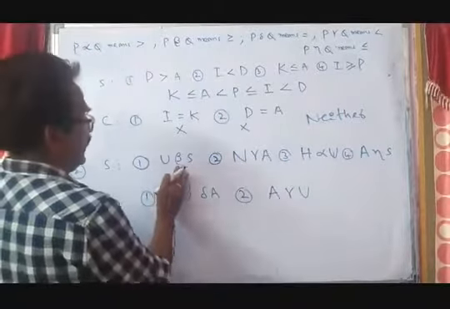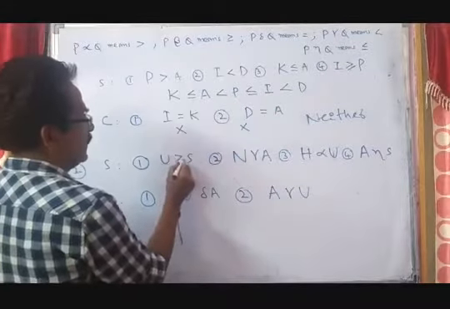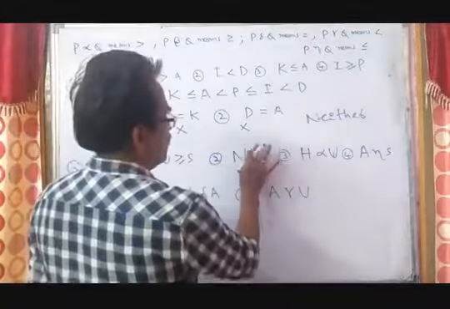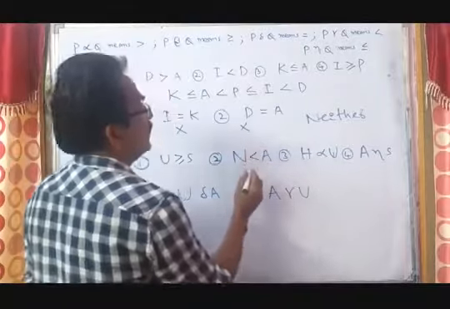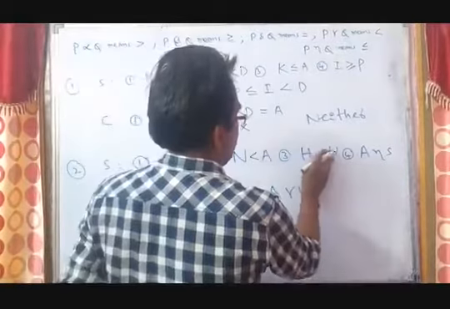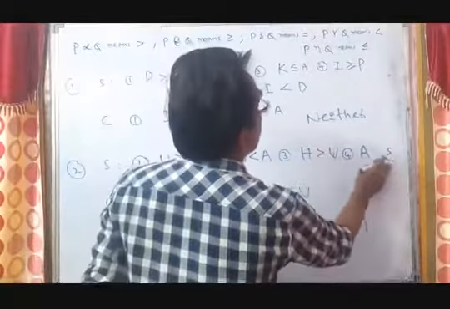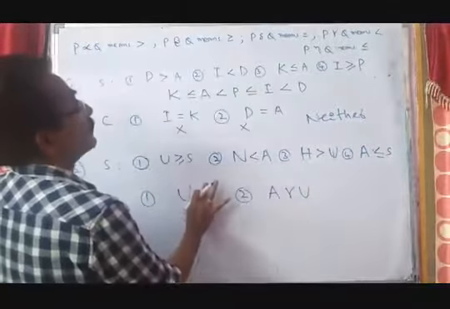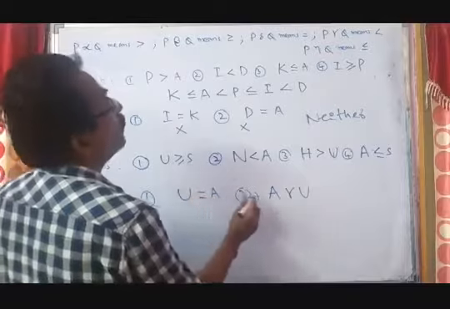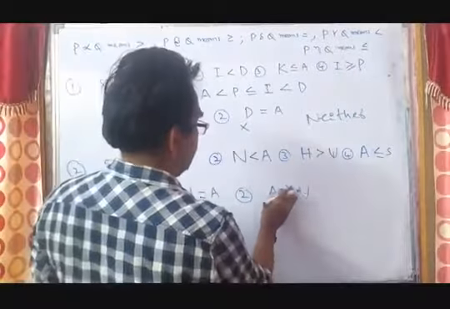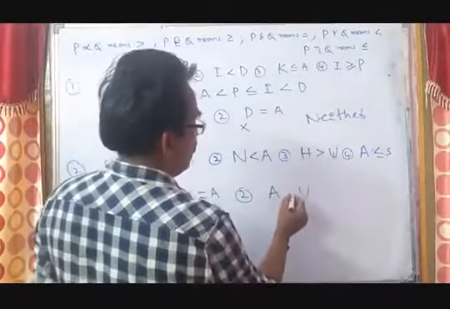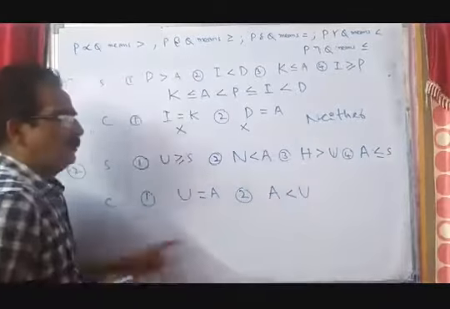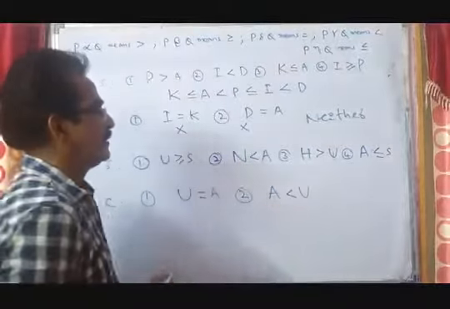Beta means greater than or equal to. Gamma means less than. Alpha means greater than. Neta means less than or equal to. Delta, small delta means equal to. Gamma means less than. Now let us write the statement line.